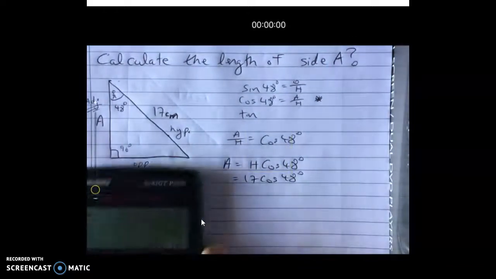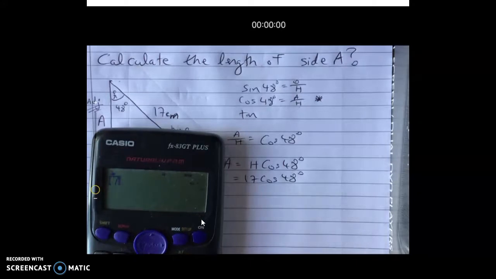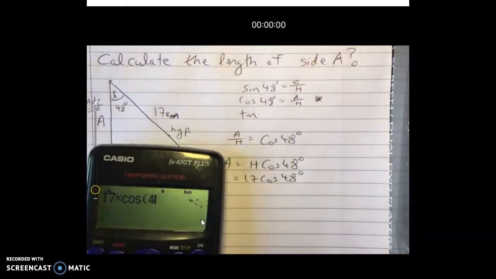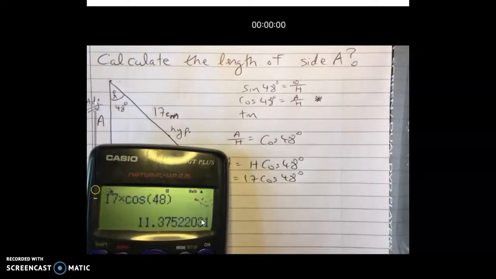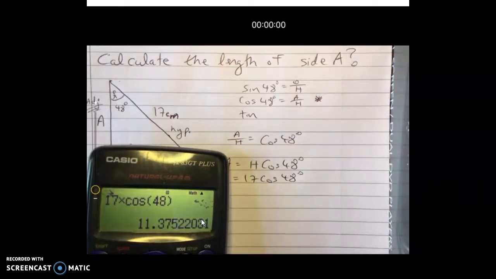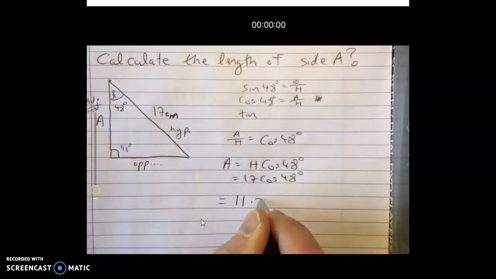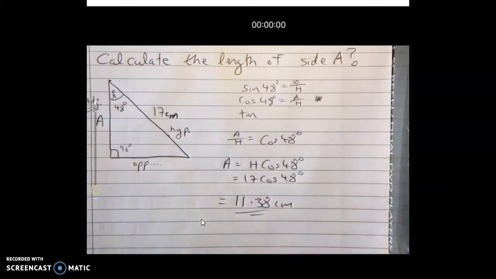So we get our calculator and we go for 17 multiplied by cos 48. Get your bracket on there, press equals. I'm going to get 11.38 to 2 decimal places. It's 11.38 centimeters. And that's the job done.